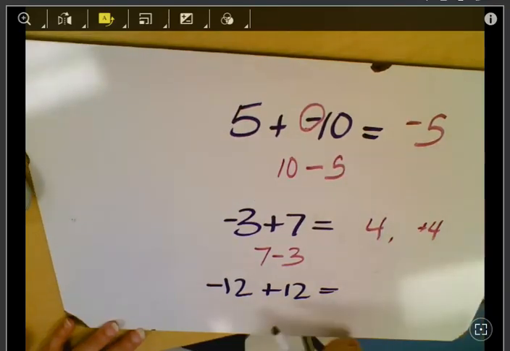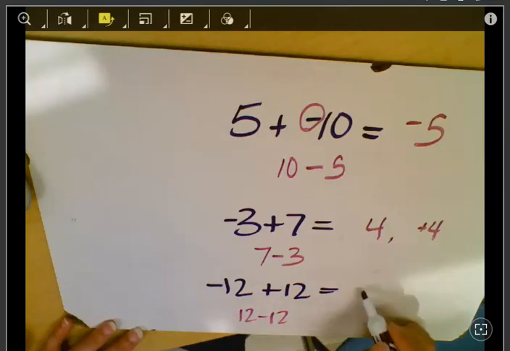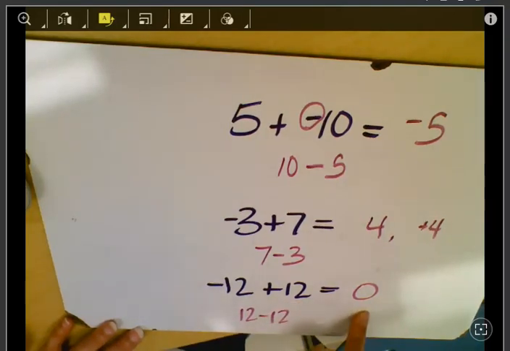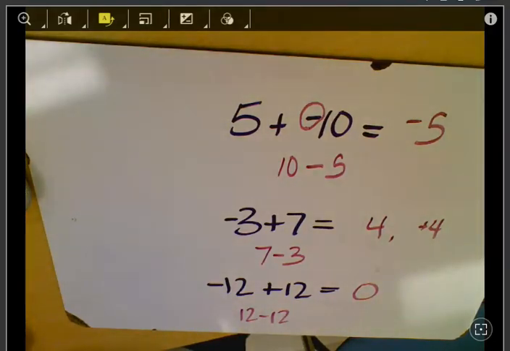Down here, you take the absolute values and you subtract them because they're opposite signs. This one's positive, this one's negative. So your 12 minus 12 is 0, and so it makes sense. If you owe $12 to somebody and you gave them their $12, you owe nothing. So the absolute values of those are 12, you subtract them and you realize you're back to 0. You're back to a starting point of 0.